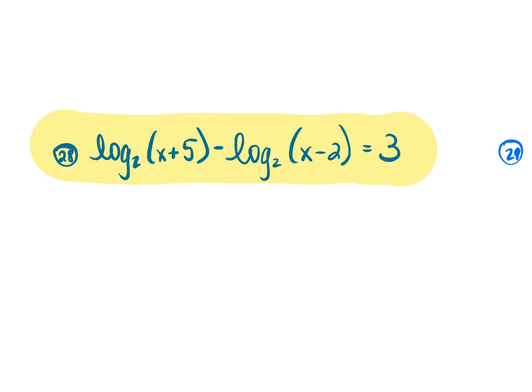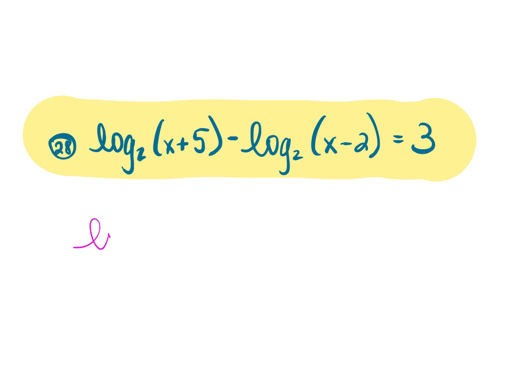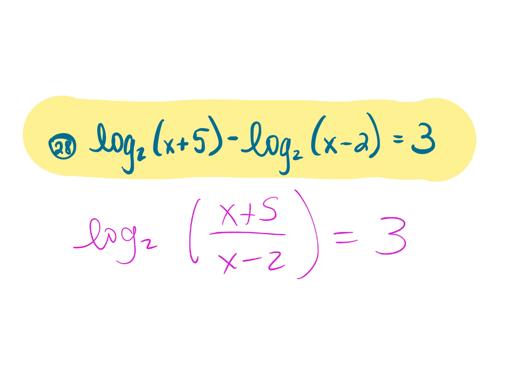What do you guys notice? What do you notice on the left-hand side? You have 2 logs that are what? The same. So how would I smush those together? How would I condense them? I would write it log 2 of x plus 5 divided by x minus 2 equals 3. Can you cross off the x's on the top and the bottom? No, don't do that. Those are stuck together.